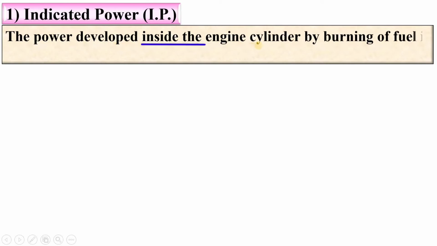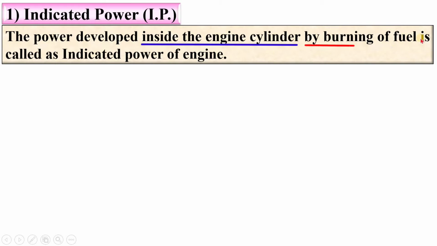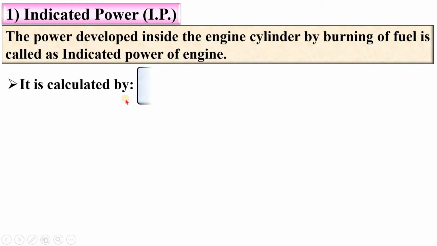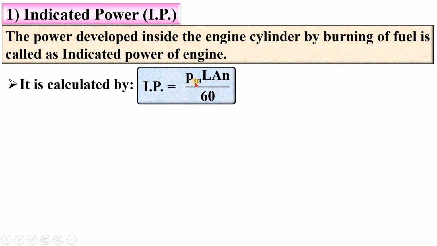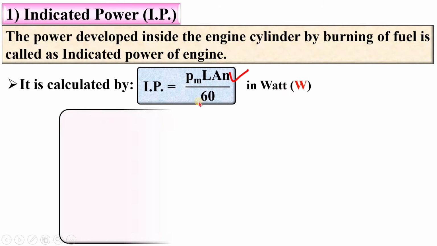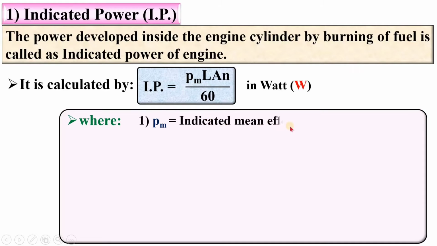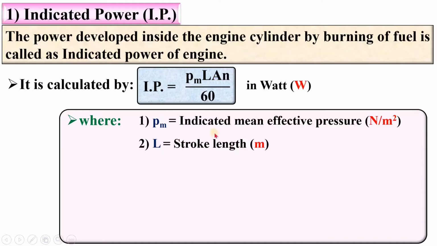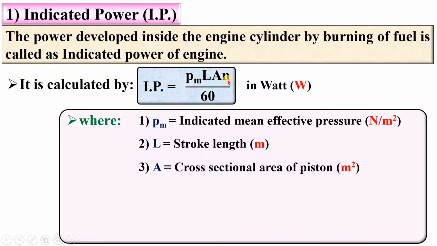The power developed inside the engine cylinder by burning of fuel is called the indicated power of the engine. It is calculated by IP is equal to PLAN upon 60 and that is measured in watt, where PMI is the indicated mean effective pressure, and the unit is Newton per meter square. L is the stroke length, that is in meter. A is the cross-sectional area of the piston, or you can say cylinder, that is measured in meter square.